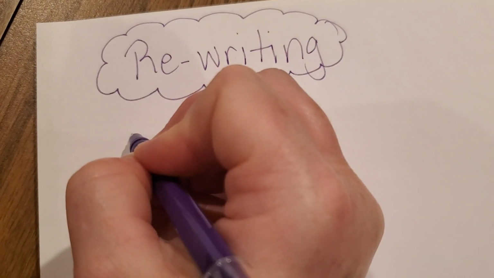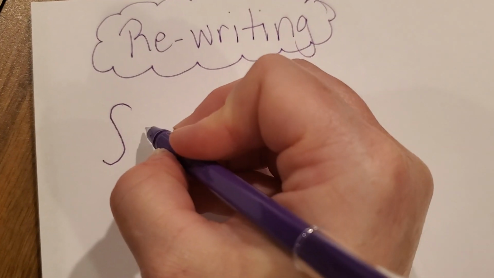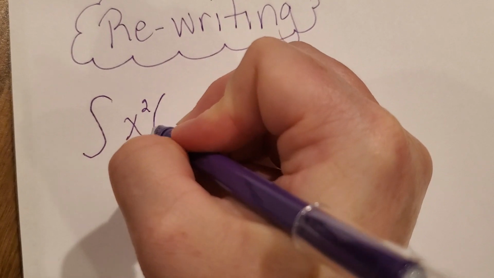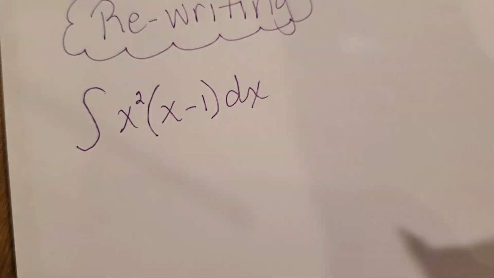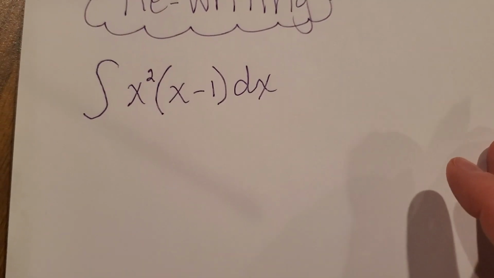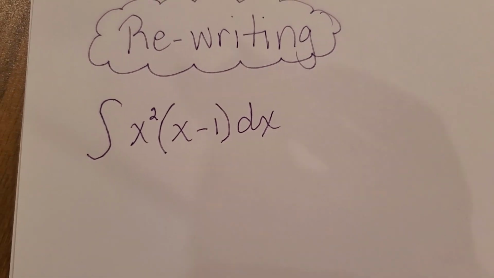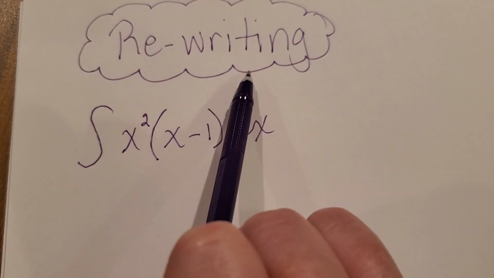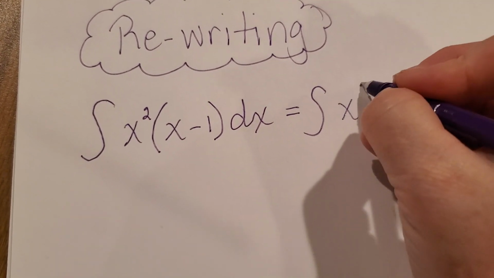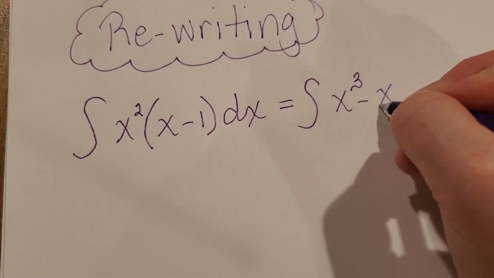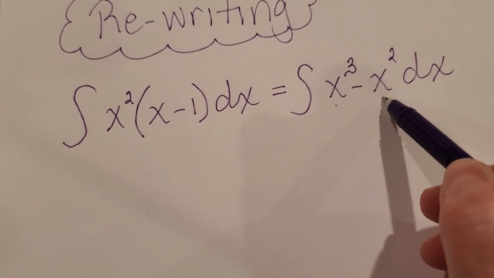So let's say that we were going to integrate a function that looked like this, x squared times x minus 1 dx, okay? Well, you are 100% capable of integrating each individual term. So what we're going to do is we're going to rewrite, okay? Which means we can distribute that x squared and make it x cubed minus x squared dx. So we can integrate each individual little piece.